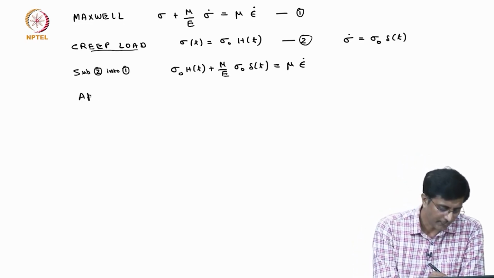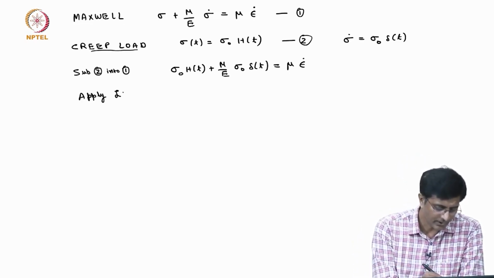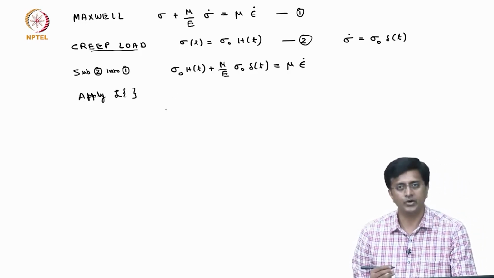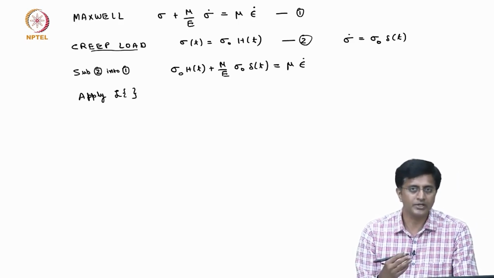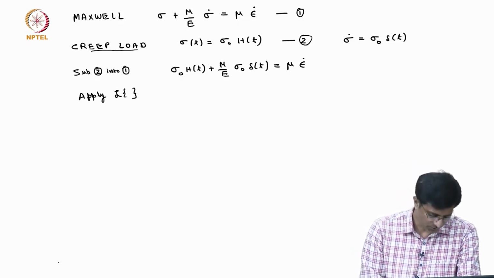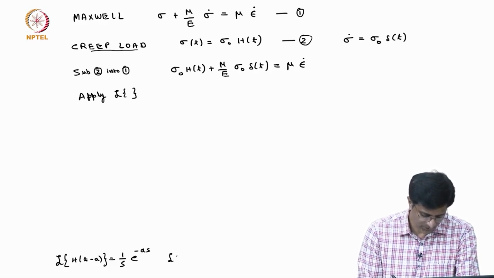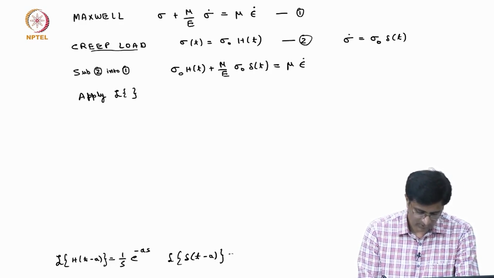First we will start with the Laplace transform. So, we will apply the Laplace transform on both sides. Here we need to recall a few formulas we already discussed about the Laplace transform. We will start with the Laplace transform of h of t minus a, which is 1 by s times e power minus as. Similarly, the Laplace transform of the Dirac delta function delta of t minus a is simply e power minus as.